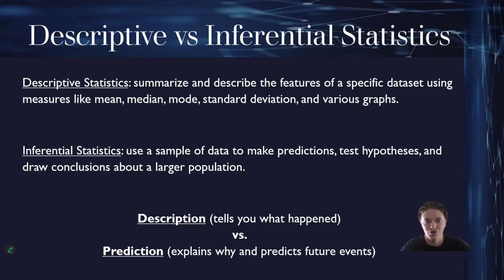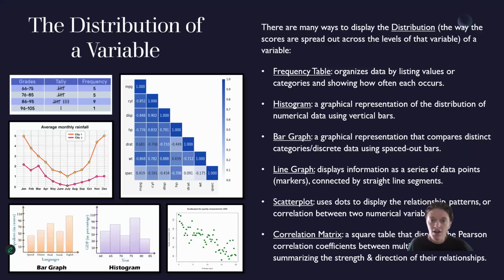Description versus prediction. When we talk about the distribution of a variable, the way that scores are spread out across levels of that variable, there are quite a few ways that we can display information, right? Let's look at a few of them. We can do frequency tables, histograms, bar graphs, line graphs, scatter plots, correlation matrices. So there's quite a few, and all of these are different ways that we can display how scores are spread out across whatever levels of the variable that we're looking at.